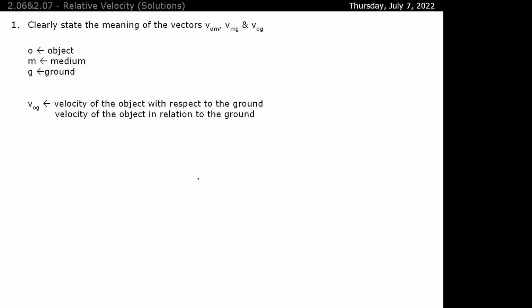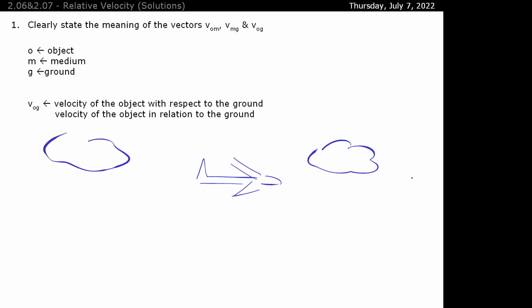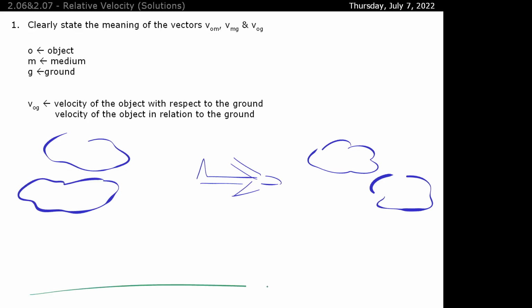All right. For example, let's say we have an airplane. An airplane is flying in the air. So here are clouds, and the air has a moving air current relative to the Earth itself. So the Earth itself is the ground. The air may be moving, and that's the medium. And then we have the plane, which is the object.